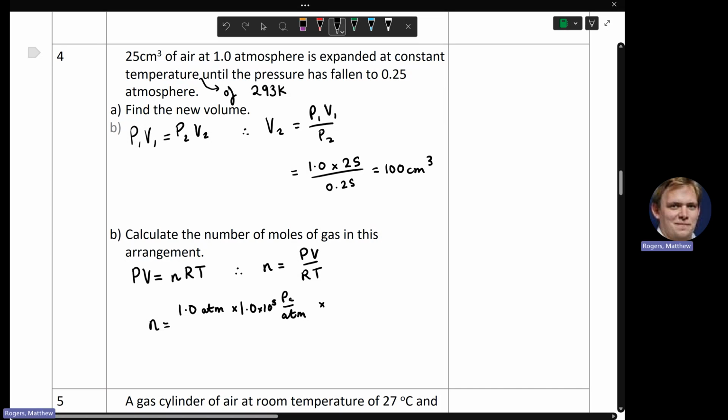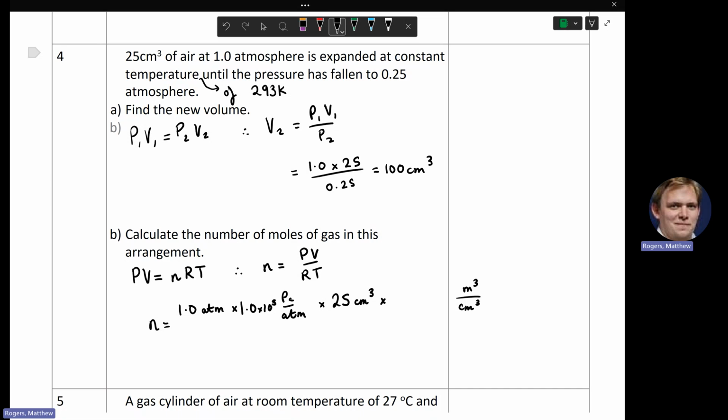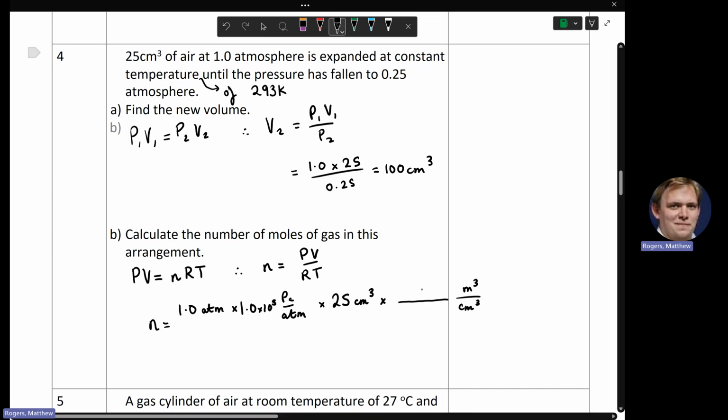Then the volume I've got as 25 centimeters cubed, but I need to convert this by getting rid of the centimeters cubed and replacing it with meters cubed. So I'm going to need to multiply by the number of meters cubed in a centimeter cubed. So 1 meter cubed is 1 million centimeters cubed. So that's a 1 times 10 to the minus 6.